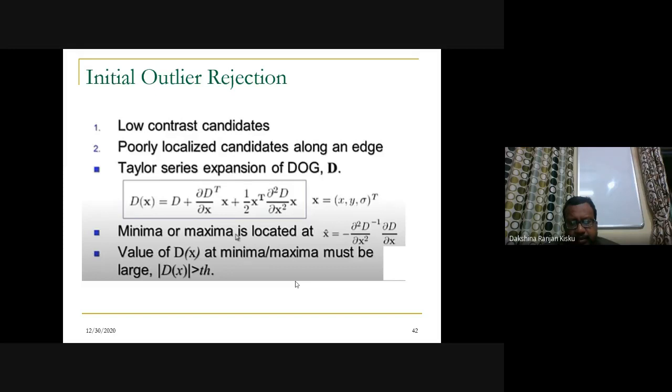Okay, that means extrema points are already detected. Now which extrema points are to be in the feature set, or which extrema points are to be removed, that is to be decided by comparing with the threshold. Okay, so the absolute value of D(x) is compared with the threshold. That means when it is found to be greater than the threshold, then we will consider the corresponding point as a minima or maxima, or the potential interest point, and the rest of the points will be rejected or discarded. So these points correspond to low contrast candidates or poorly localized candidates along an edge.